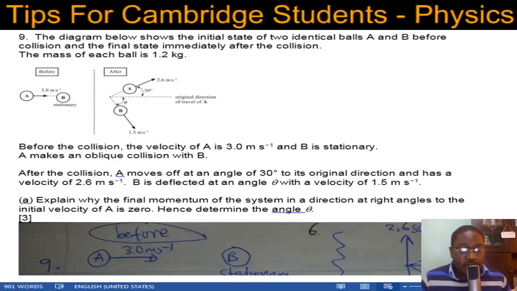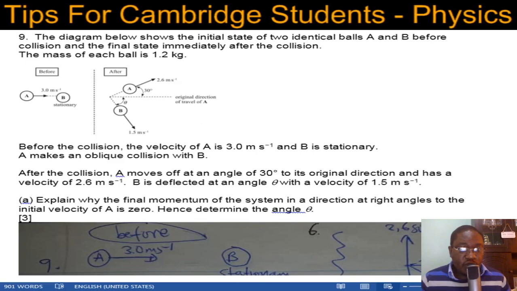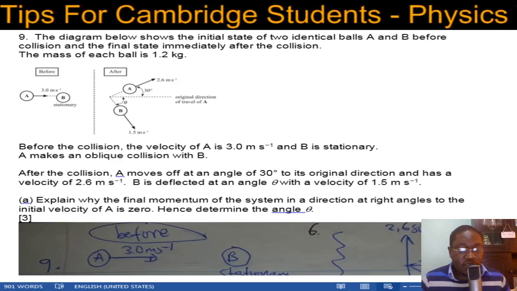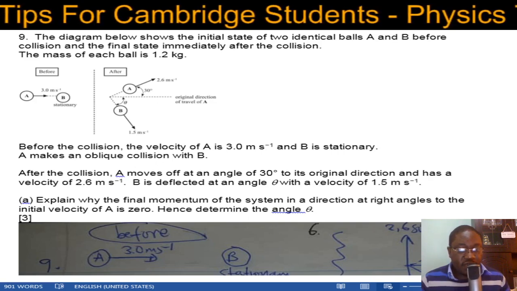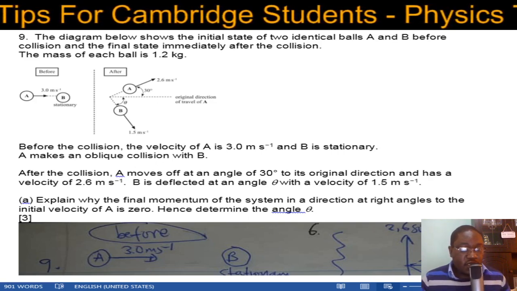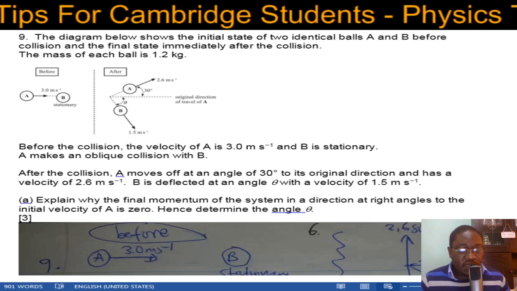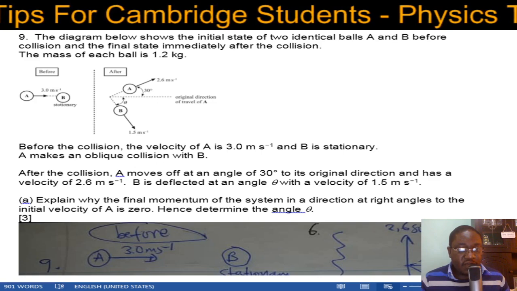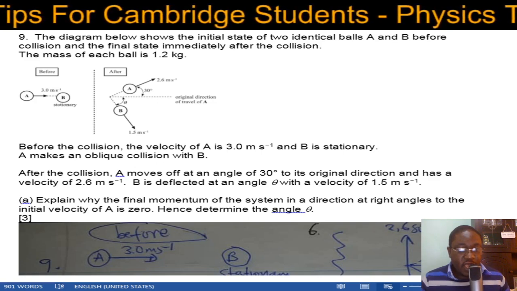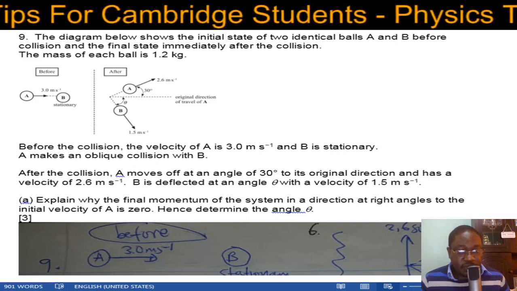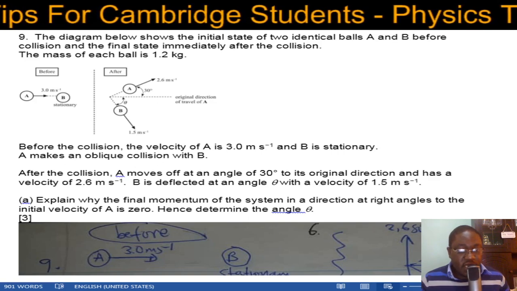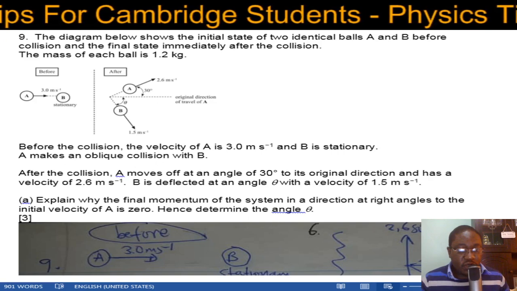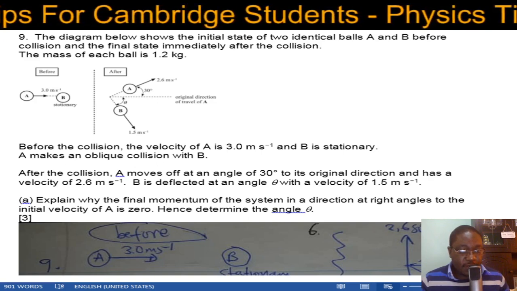Right, number 9. The diagram below shows the initial state of two identical balls, A and B, before collision, and the final state after collision. Initially, A is moving to the right at 3 meters per second. B is stationary. Then after an oblique collision, A moves at 30 degrees to the horizontal at 2 meters per second, and B moves at theta degrees to the horizontal at 1.5 meters per second.